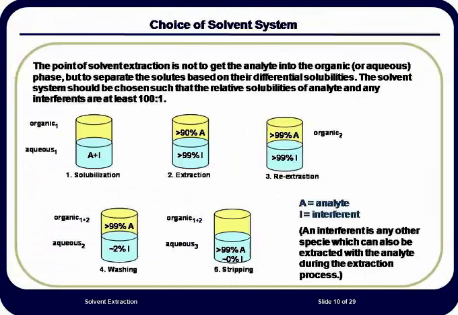The key to a successful extraction is that the analyte and the interferent have extractability factors that are at least a factor of 100 different. Keep in mind that the interferent may be a radionuclide or other material, something non-radioactive, that hinders the analysis of the radionuclide of interest.